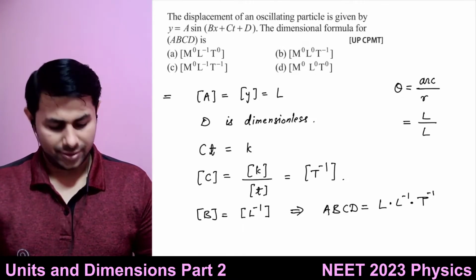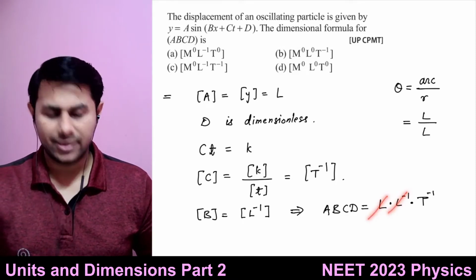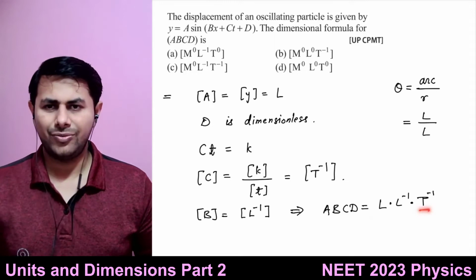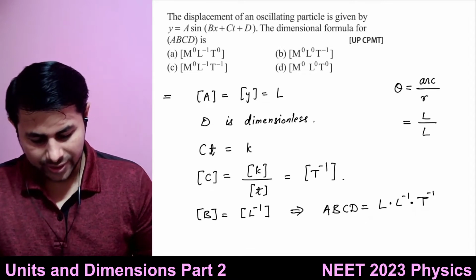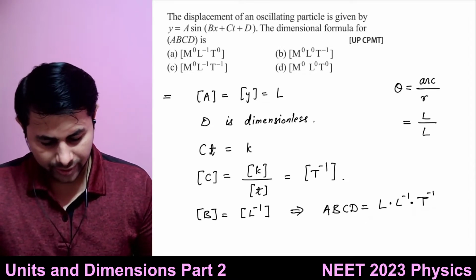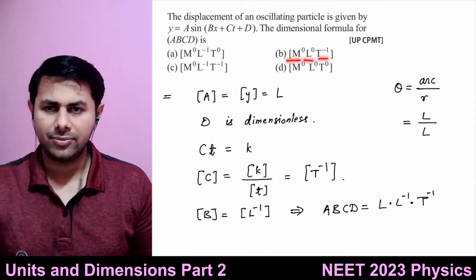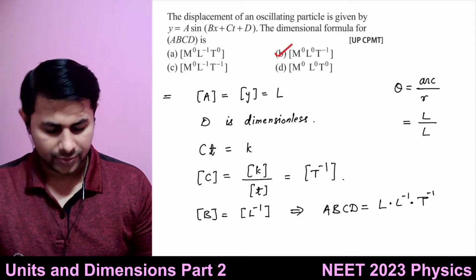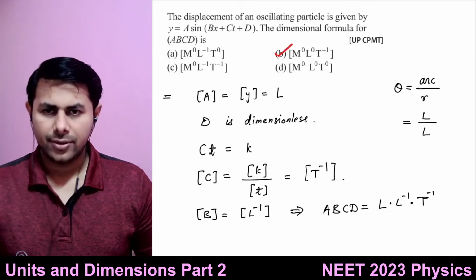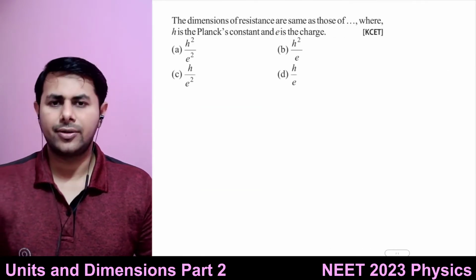So for the expression, L and L inverse cancel out, and we are still left with t inverse. So which option? Option B, M0 L0 T raised to minus 1. So this is the answer. Let's move on to the next one.